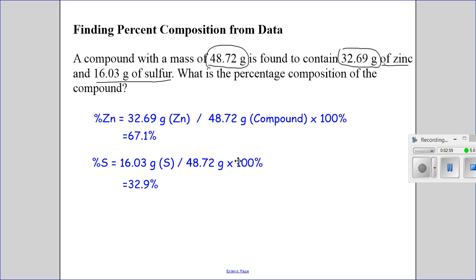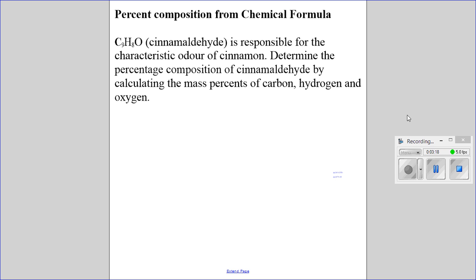Now, for this compound, whatever the formula could be, it could be ZnS2, but it's probably going to be ZnS, because we know about our charges. But the point is that generally these percentages will stay constant for all these compounds. So just to recap, if we have data, we take the total sample mass and divide the individual mass of each element by it, multiply by 100, and you get a percentage.